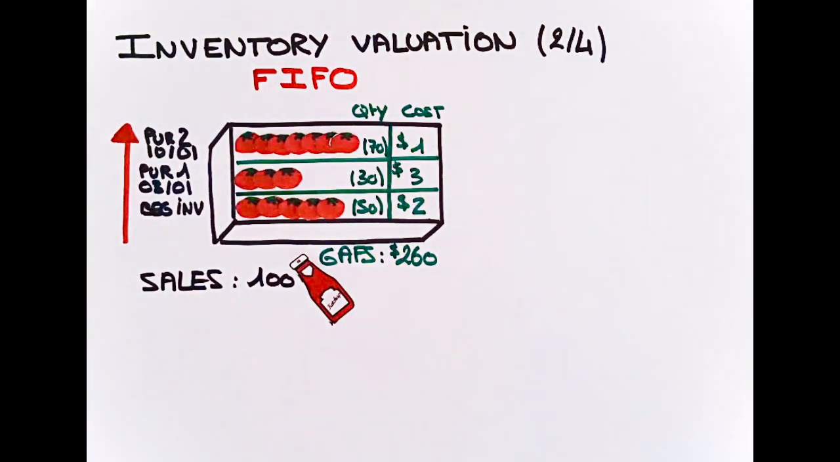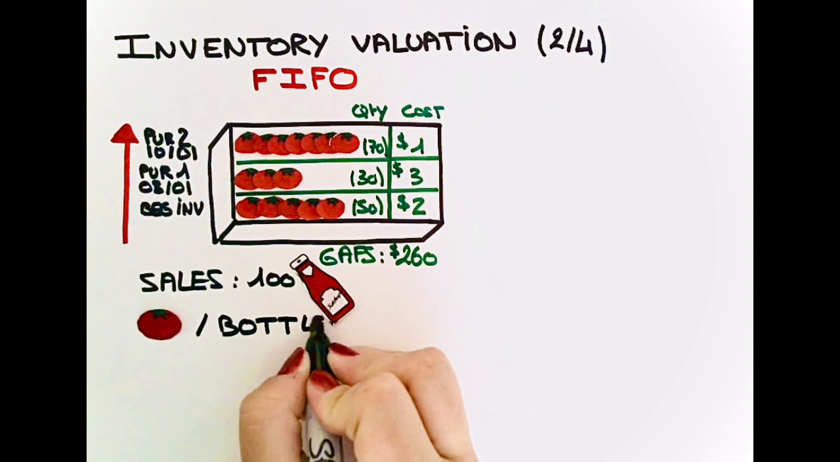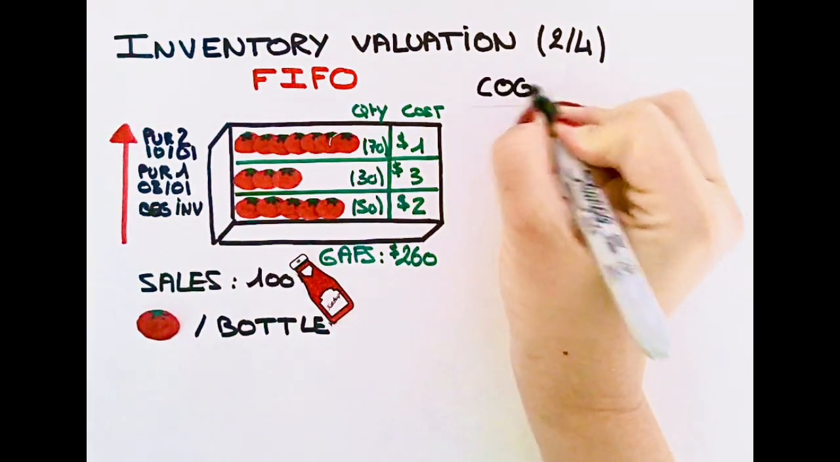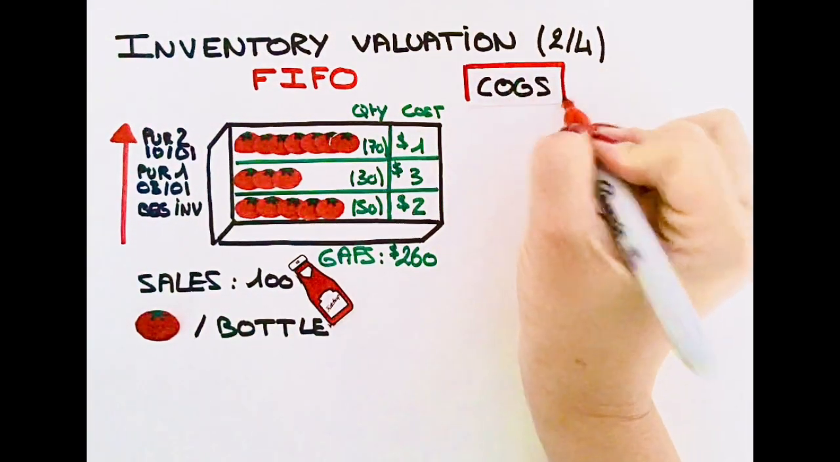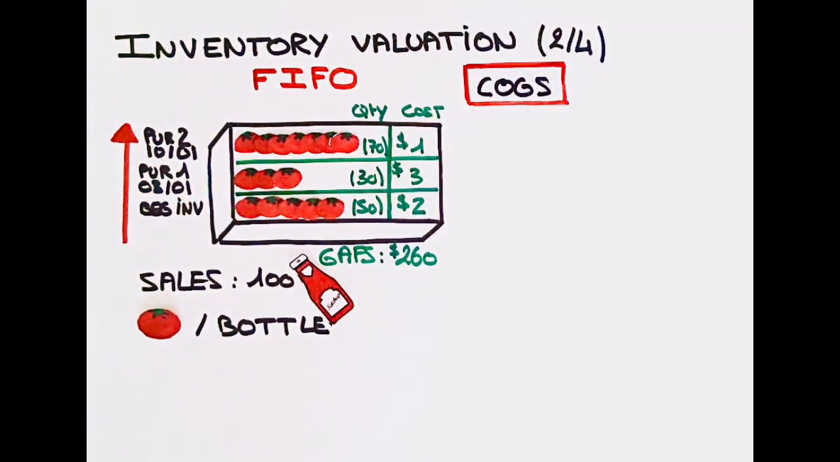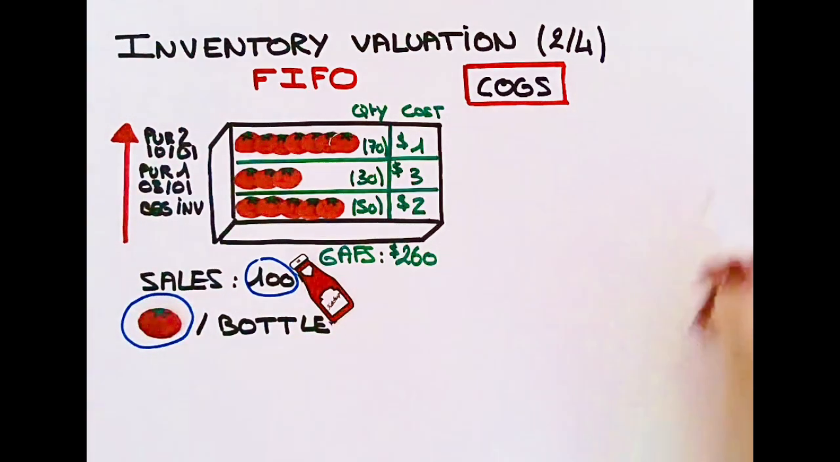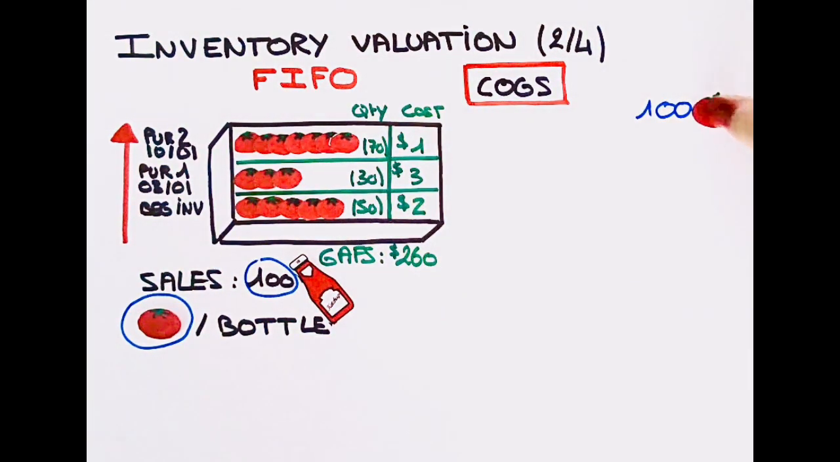You sold 100 bottles of ketchup and you used only 1 tomato per bottle. Keep in mind that sometimes you will need to calculate your sales and it will not be given to you. Now you have all the information you need to calculate your cost of goods sold. You still need to find out how many tomatoes you used during the year. Indeed, you produced 100 bottles of ketchup and you used 1 tomato per bottle, so you need to find out the cost of 100 tomatoes.